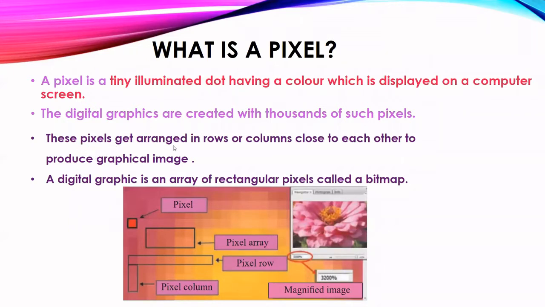These pixels get arranged in rows and columns close to each other to produce a graphic image. So you can see there are rows and columns, and all together they create the image, right?